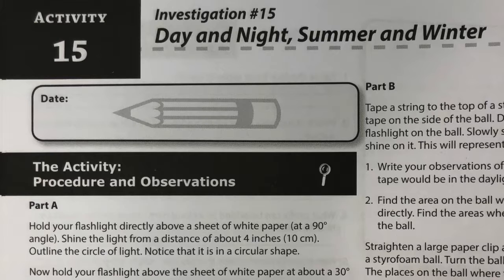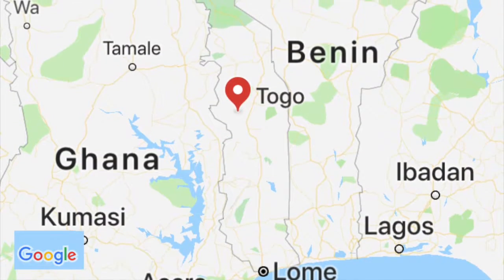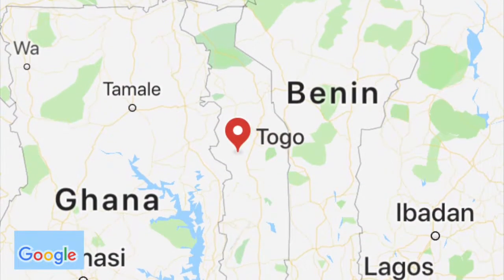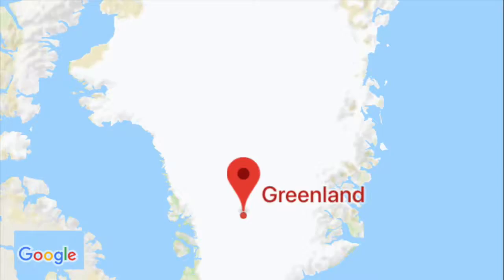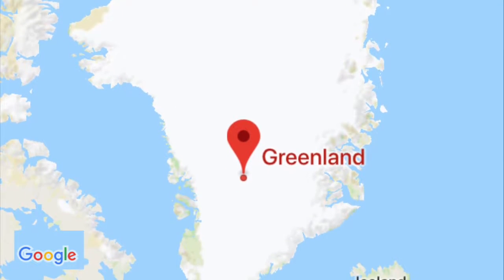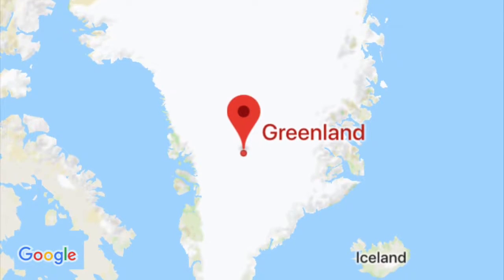Today's lesson will help students understand what causes different seasons and why the direct rays from the sun are much hotter than the slanted rays. Parents might want to compare the number of hours of daylight during the summer in Togo and in Greenland, and then compare the winter hours in Togo and Greenland. This will help students better understand the differences in countries near the Arctic and those near the equator.